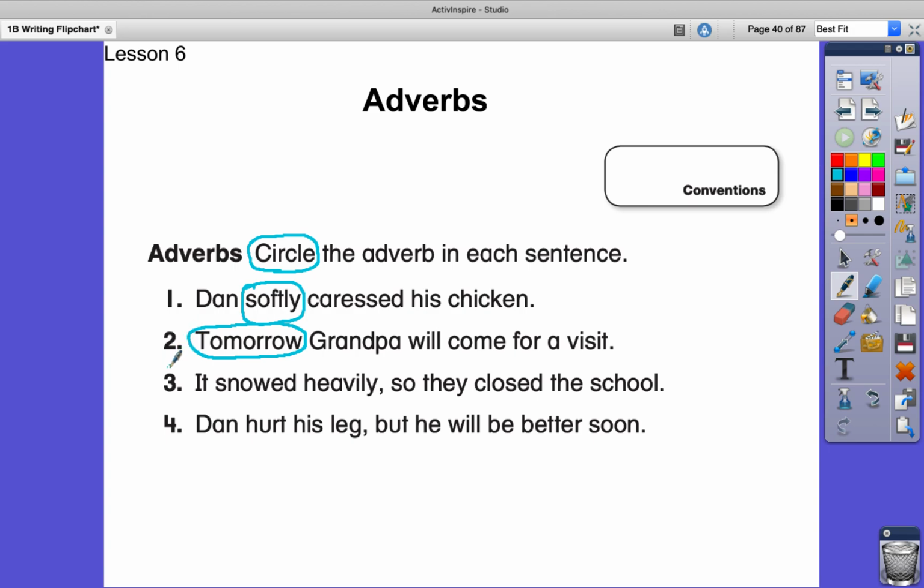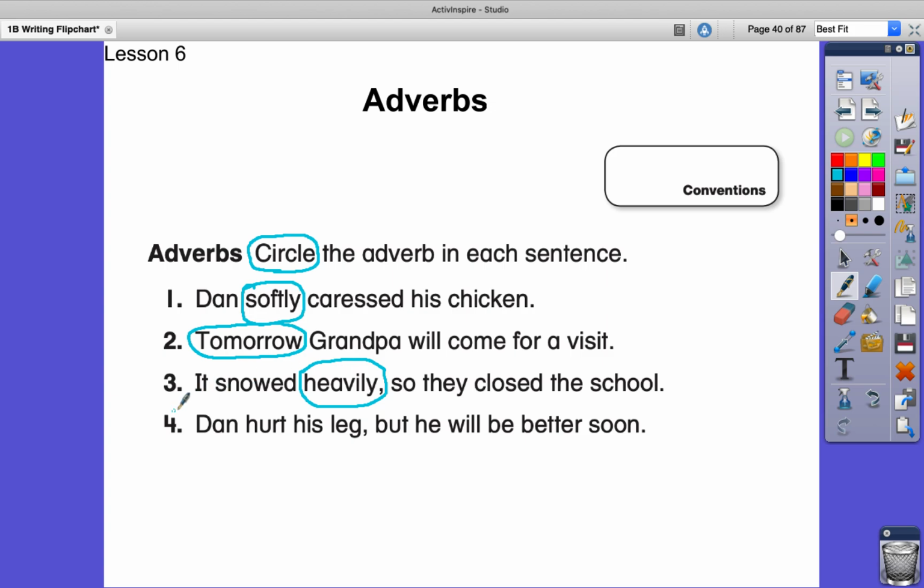Okay, if I move on to number 3 says, it snowed heavily, so they closed the school. Now, I'm going to look here at this verb snowed. I'm going to ask this question. How did it snow? It snowed heavily. Okay, this is describing how the snow was falling. It was coming down fast and hard or heavily, so I should circle heavily in number 3.